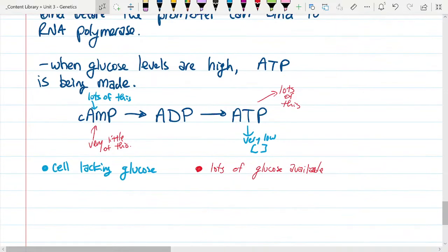Because what it means is that if lots of glucose is available, we're not going to have much cyclic AMP, which means that it can't bind to the promoter. And if it can't bind to the promoter, it doesn't matter whether there's lots of lactose available or not, because unless glucose levels are low, cyclic AMP levels will be low, which means it can't bind to the promoter. And if it doesn't bind to the promoter, then RNA polymerase can't bind. And if RNA polymerase can't bind, then the gene doesn't get transcribed. Does that make sense?